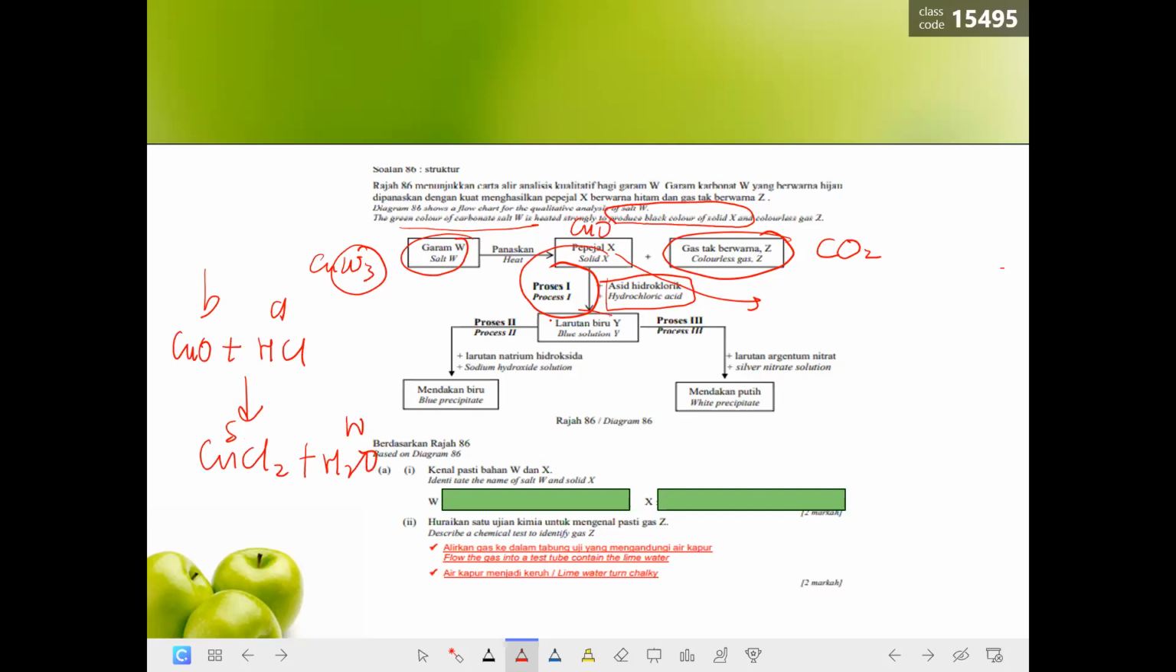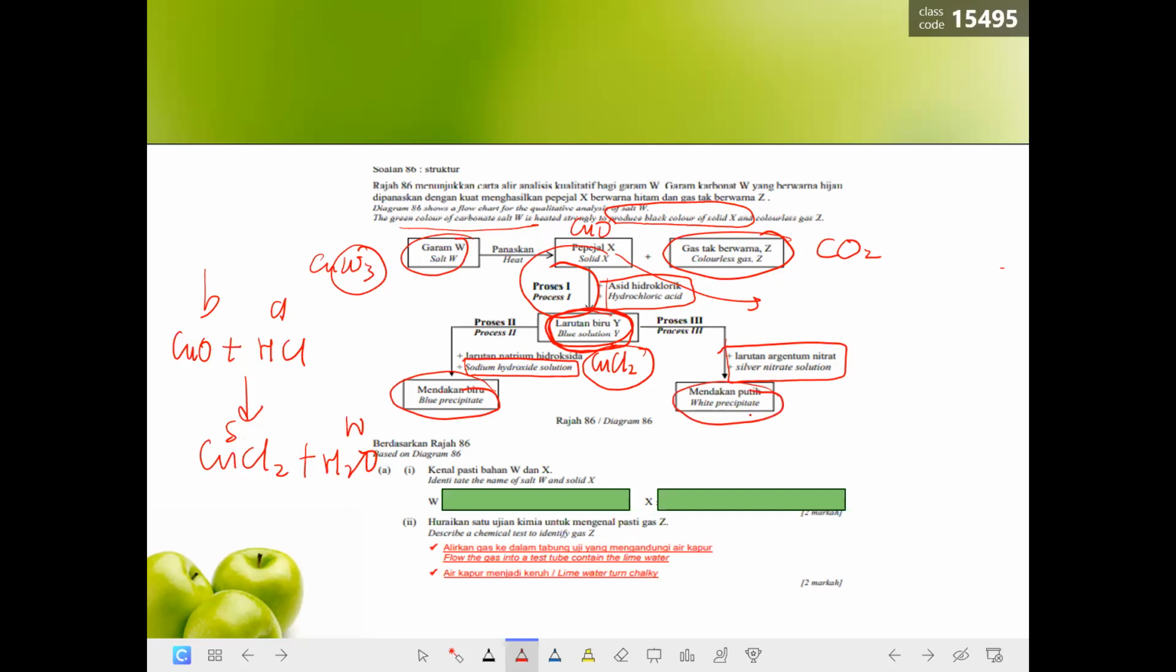Now let's get ready. My solution, my copper chloride is here. If you notice, Puan Shina, everything I write here first. My copper chloride, I add with sodium hydroxide. I get a blue precipitate. Okay, listen. My next one, my copper chloride, teacher add with silver nitrate. I get a white precipitate.